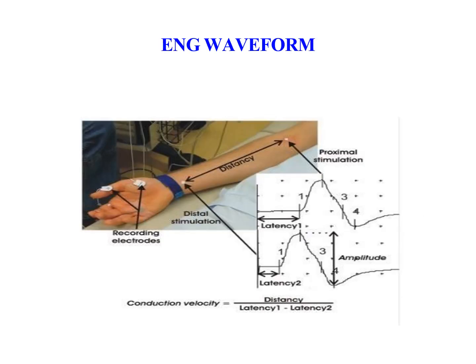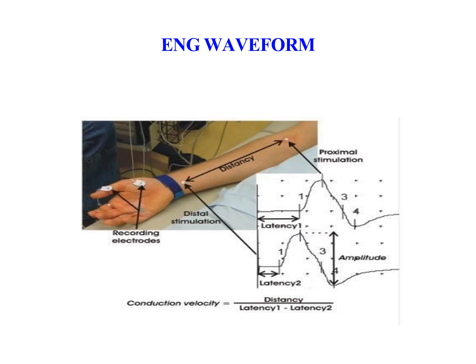This is an electroneurogram diagram. The electroneurogram conduction velocity is calculated as distance divided by latency 1 minus latency 2. What is meant by distance? It is the distance between the distal stimulation and the proximal stimulation. The recording electrodes are placed in the palm. Two electrodes are used to measure the ENG, electroneurogram. The distance is from one point to another point, between the distal stimulation and proximal stimulation.